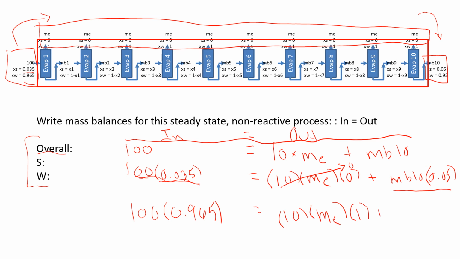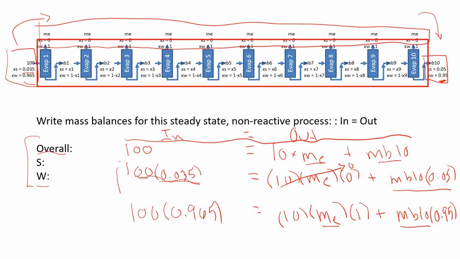And I'll have to add to it the water that comes out in the brine from the 10th evaporator. So I'll take the flow rate, which is MB10, and multiply it by the fraction which is water, which is 0.95. That comes from our process flow diagram here. So we've written the water balance, and if we look at this, we'll see that in this equation we have two unknowns associated with the outputs. So this equation can't be solved for one of the unknowns, just like the overall balance, which has both of those unknowns in it as well.